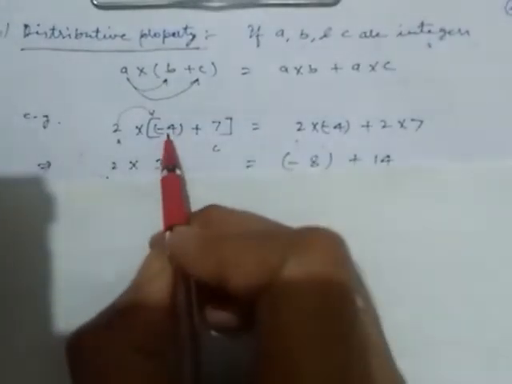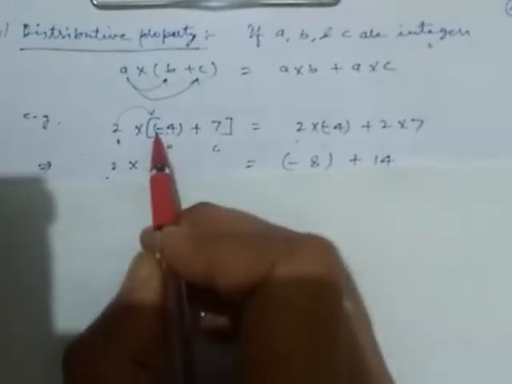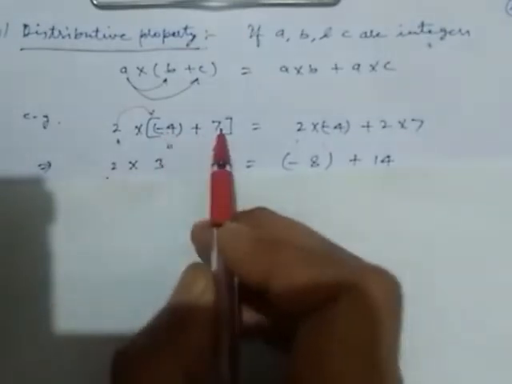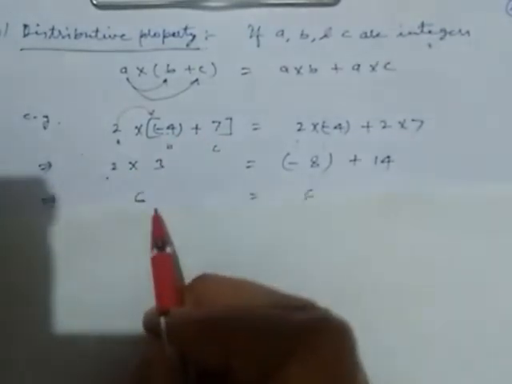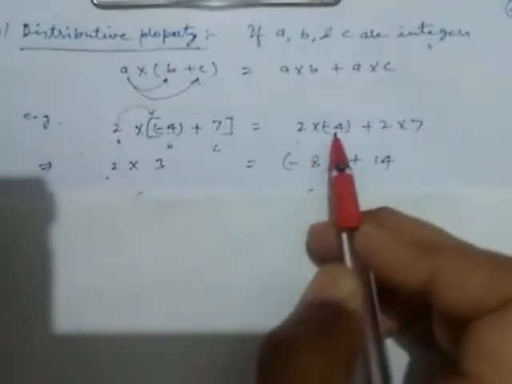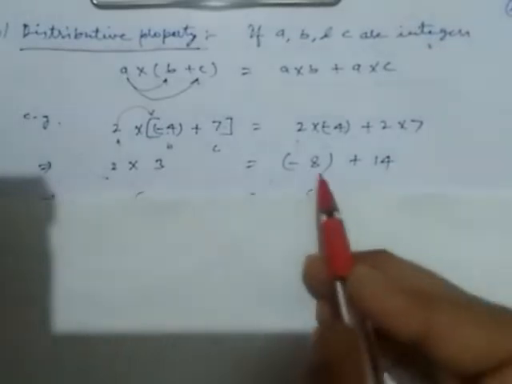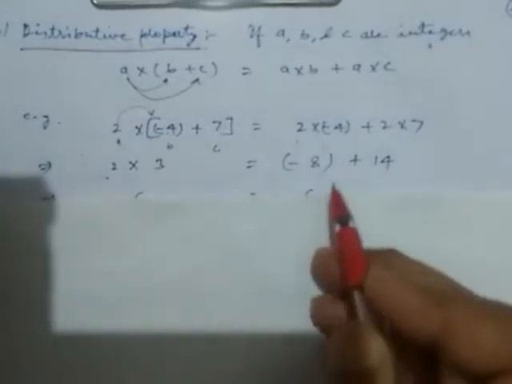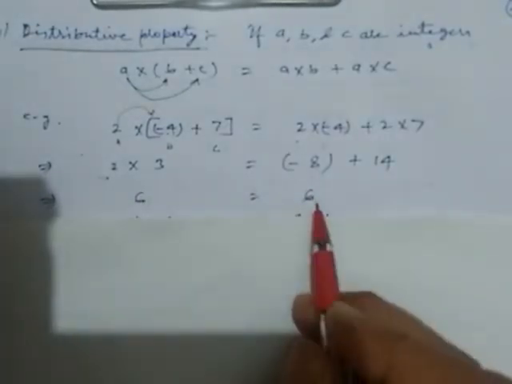Here minus 4 plus 7. Here the numbers have different signs, so we subtract them. 7 minus 4, that is 3. 2 into 3 is 6. Here minus 4 into 2 is minus 8. 2 into 7 is 14. Now these have different signs, so we subtract. 14 minus 8 is 6. Look at this. Left hand side equals right hand side.